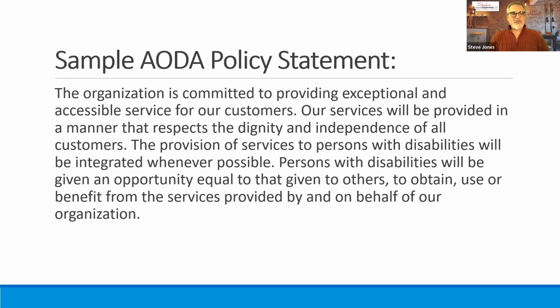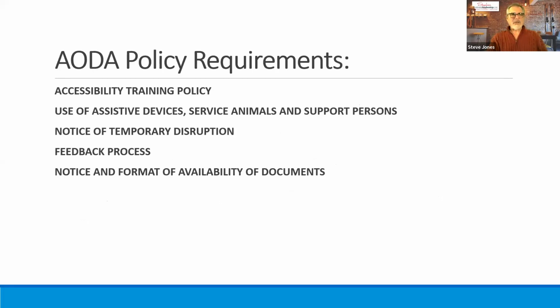Persons with disabilities will be given an opportunity equal to that given to others. So we're going to have an elevator over here, an escalator over here, and some stairs over there. We're going to give everybody an opportunity to get upstairs into our office to obtain, use, and benefit from the services provided by and on behalf of our organization. So the first thing that an organization needs to do under AODA is to have their senior executive enter into a written and signed policy that they can make available to everyone.